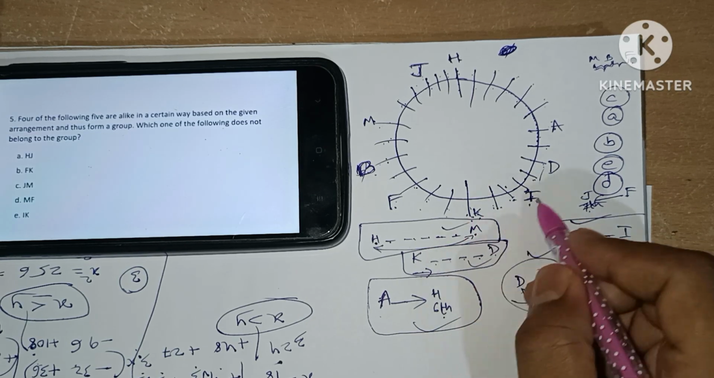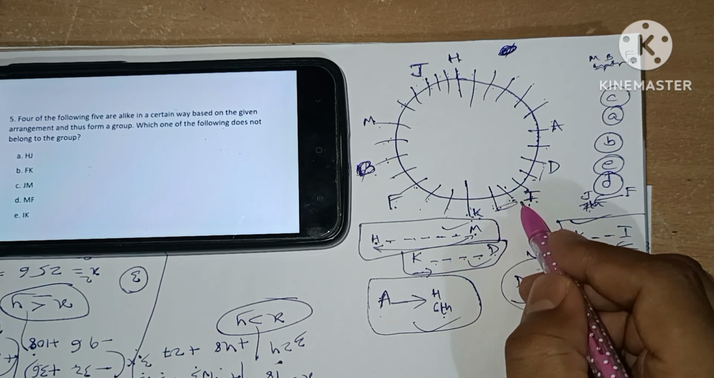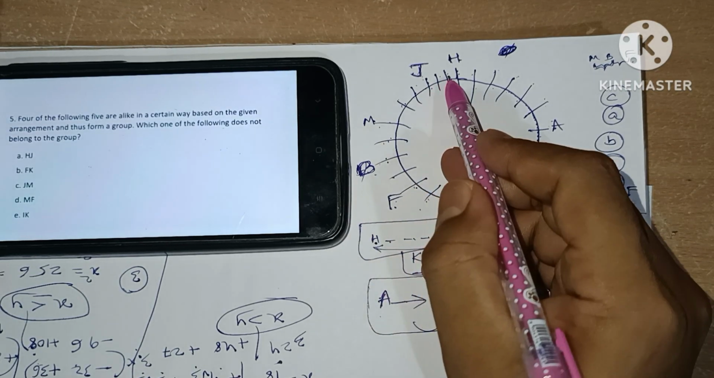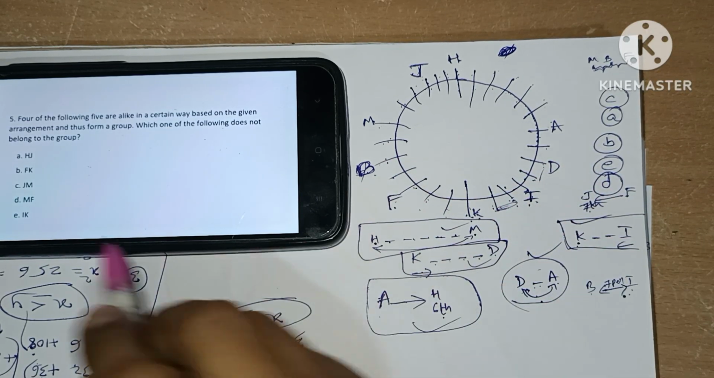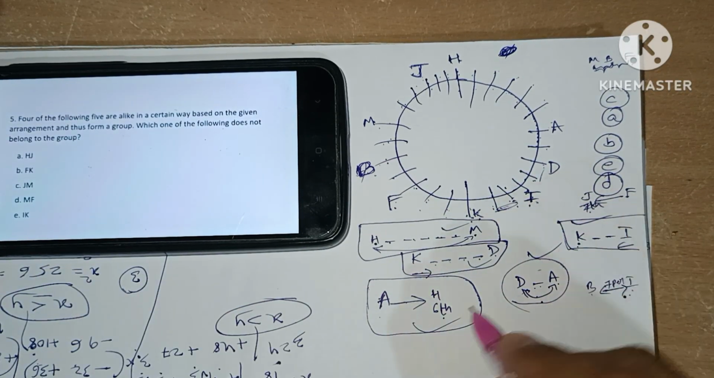I and K, here in between there are two people. It is talking about two people in between. So option D is the odd one out.